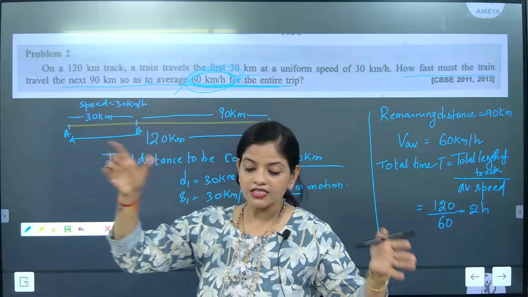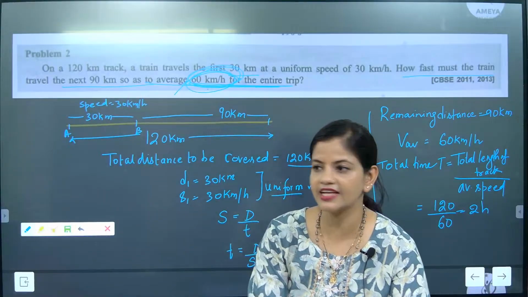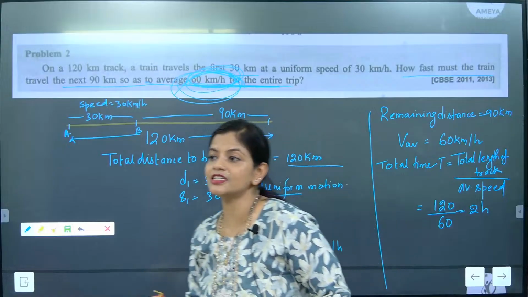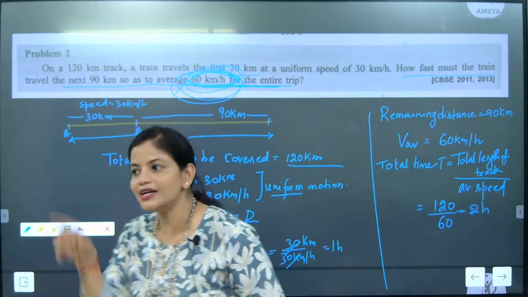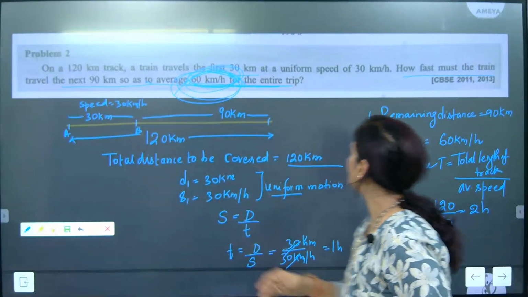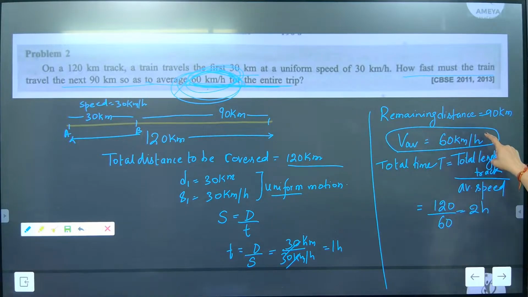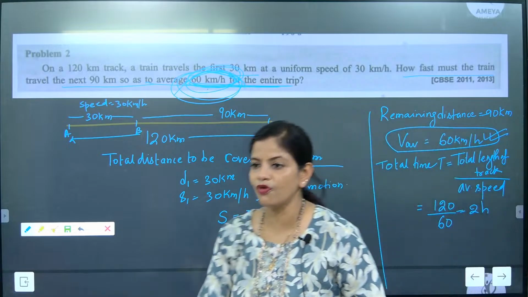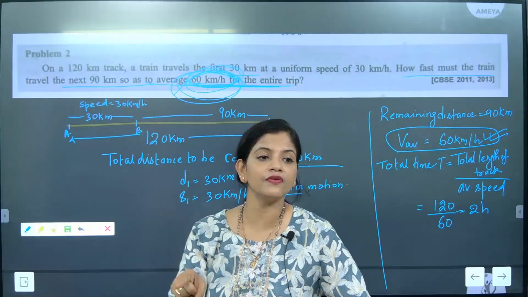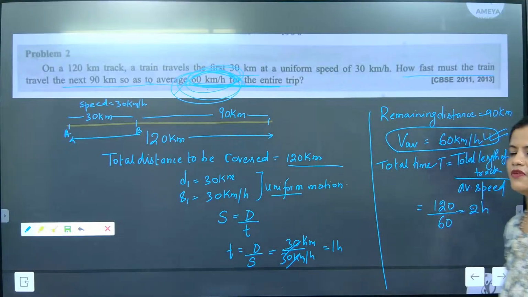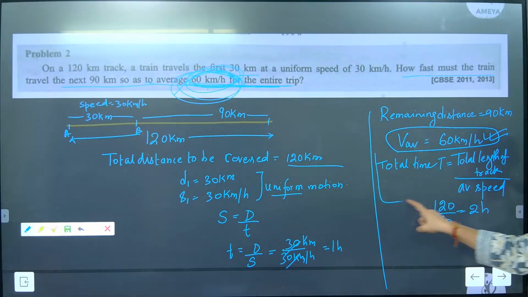Total journey, see average speed. First, understand very nicely. This is the average speed. Average speed is total distance by total time. This is the average velocity. Average speed given is 60 km per hour. Since the motion is uniform, equal distance will be covered in equal interval of time. So the first journey part was equal distance in equal interval of time.